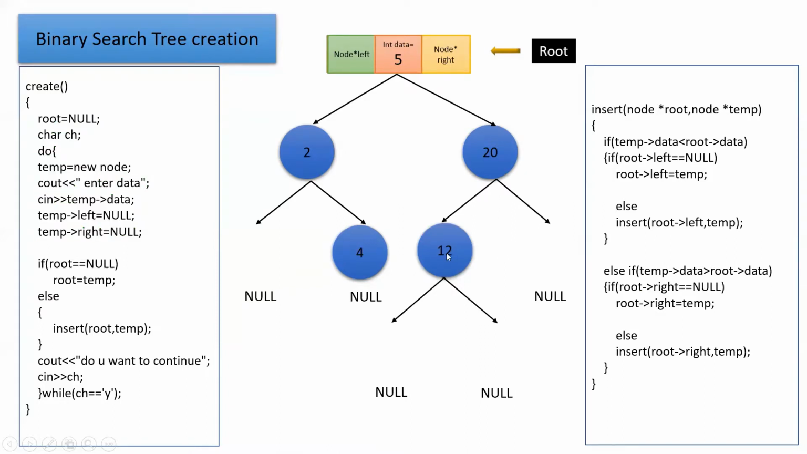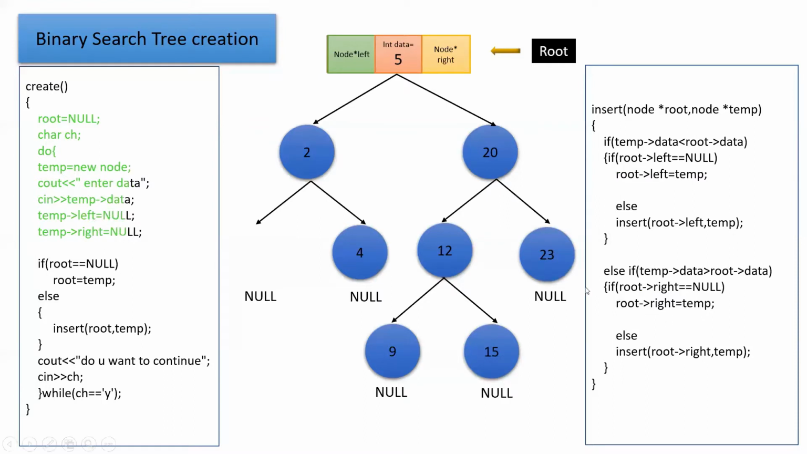Similarly, 12 we are going to attach here. Similarly, suppose the next node is the 15. I want to attach this 15 here. So 15 will be attached as the right child for this 12. Suppose one more node I want to create here, that is the 9. So 9 will be attached here. Then suppose I want to attach the 23. So 23 will go here. And then suppose I want to attach the 1 here. So 1 will be attached here.